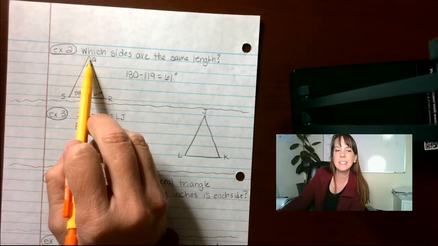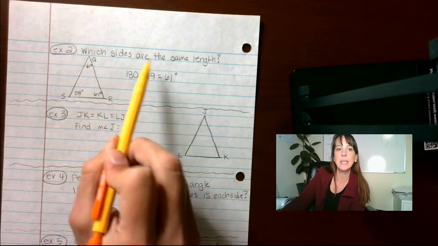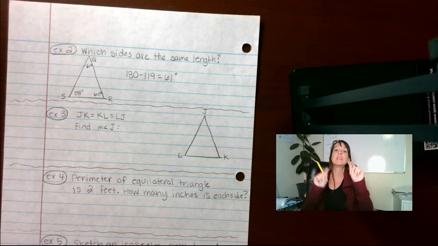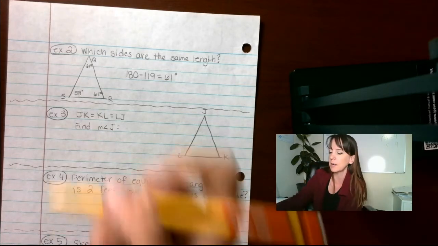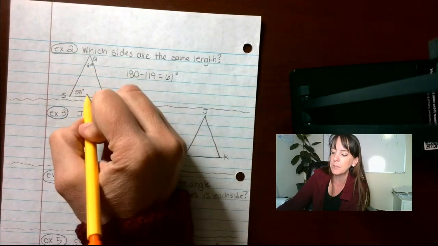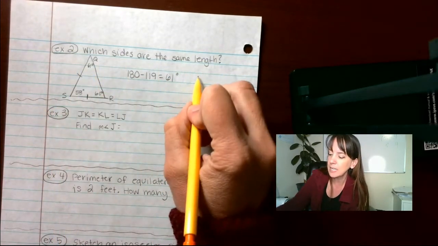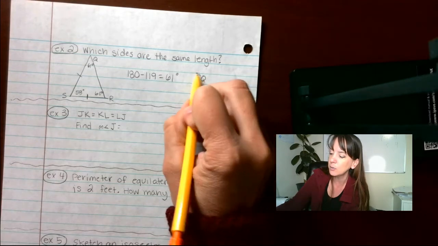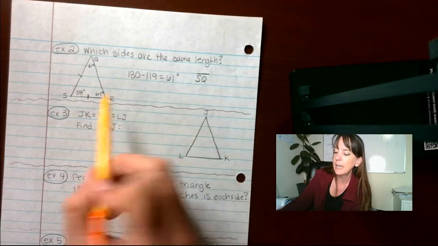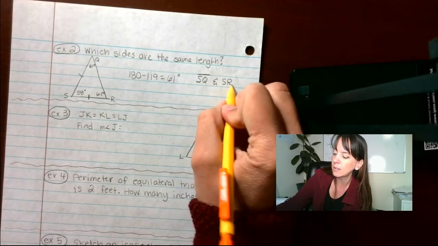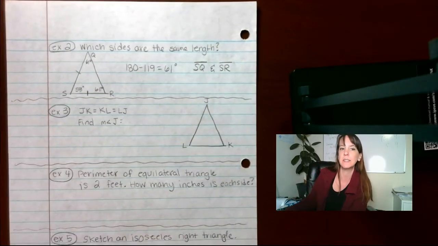Okay, so this is 61 and this is 61, which means which sides are the same length? Well, if you have two angles that are the same, the sides opposite those angles are also the same, which means this one is opposite here and this side is opposite here. So the two sides that are the same are SQ and SR. Those two are going to be the same.